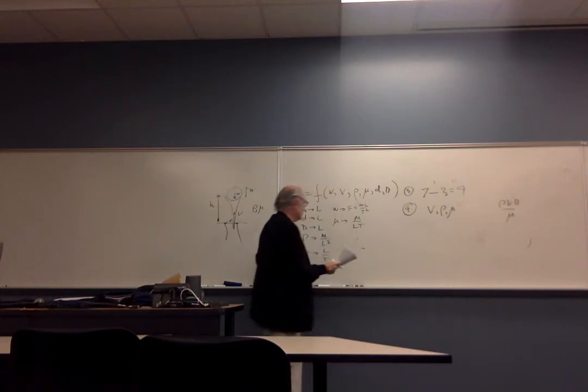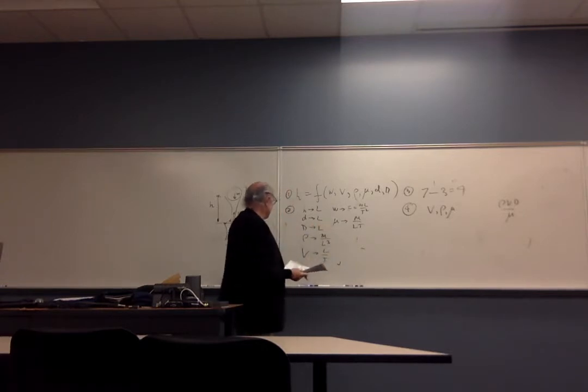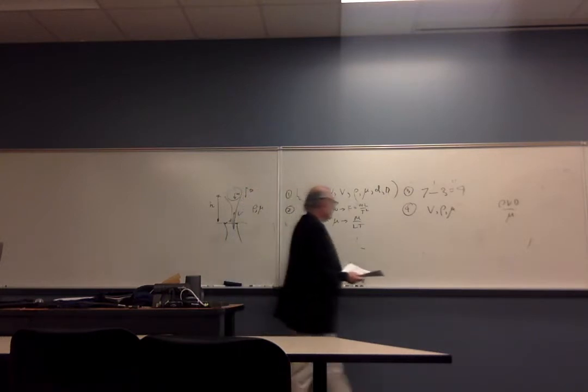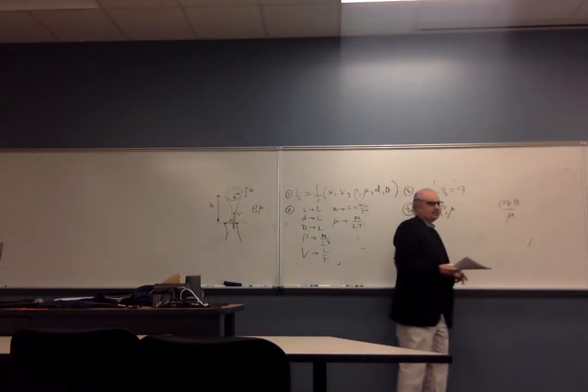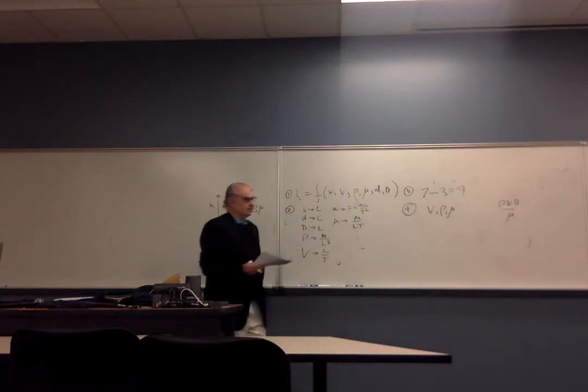Let's take a quick look and see. V has L and T in it. Rho has M, and mu has M in there. If you take a quick look at those, I think it's certain: there's no way you can mess around with these to get a non-dimensional number. You can try, you're never going to get it.